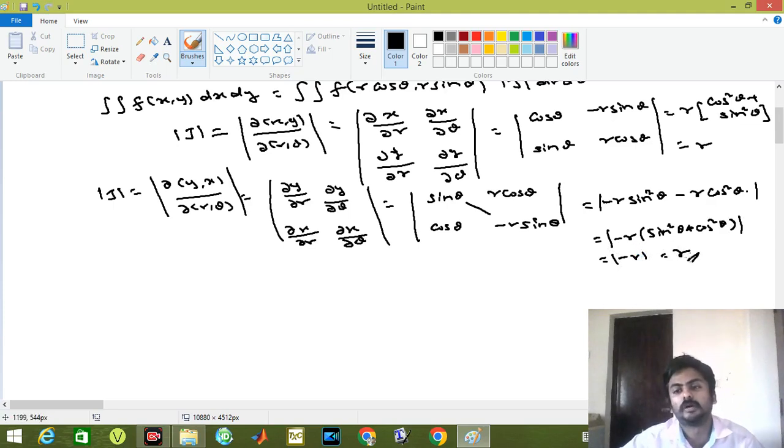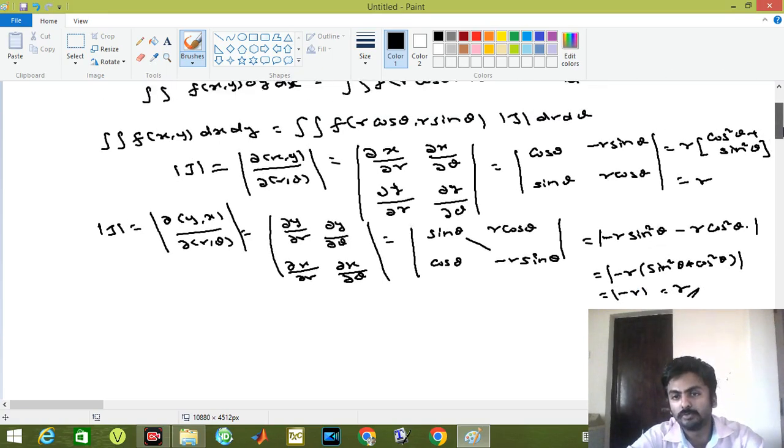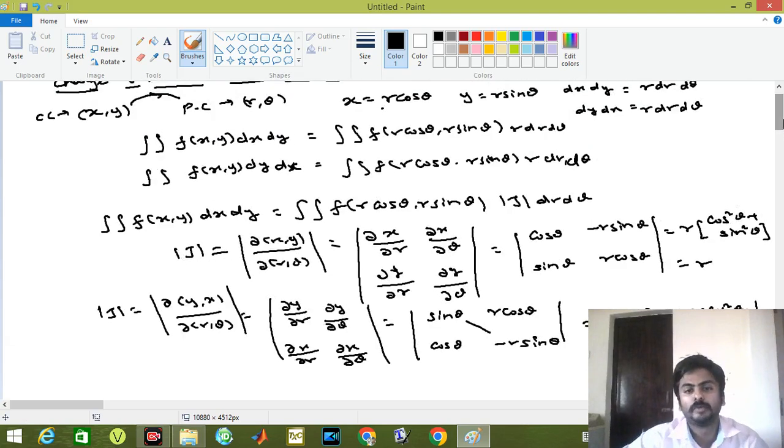So you have to keep in mind, you are taking the determinant value of Jacobian. So when taking the determinant value of Jacobian, this modulus of j will become r for both dx dy as well as dy dx.